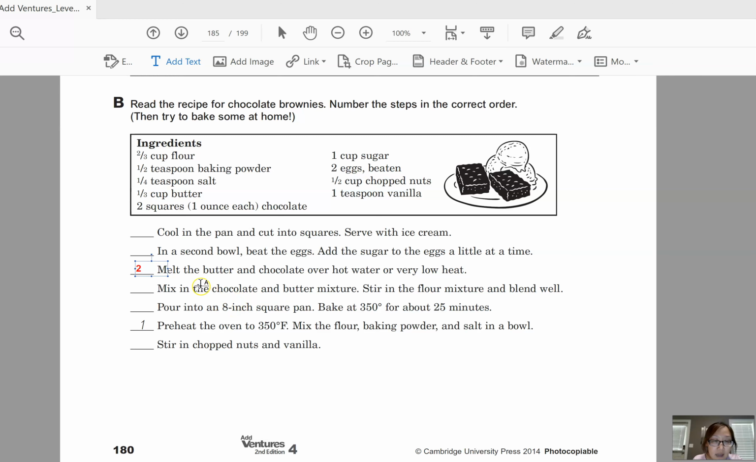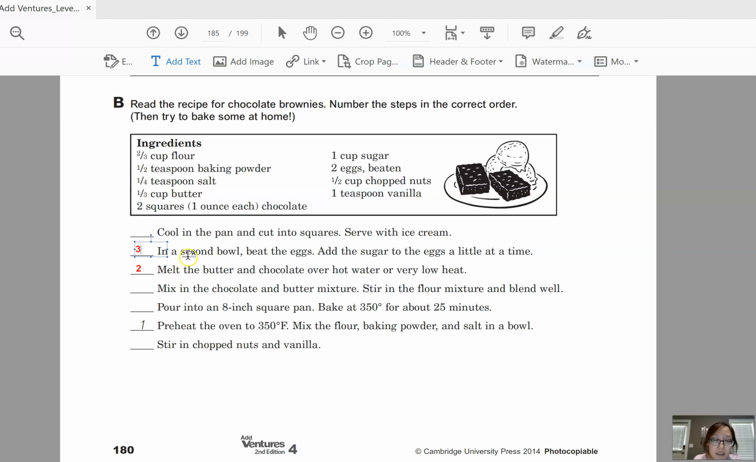Let's see. And then the third step looks like this one. In a second bowl, because you can see here it says in a bowl, and then so in a second bowl, beat the eggs. Add the sugar to the eggs a little at a time.